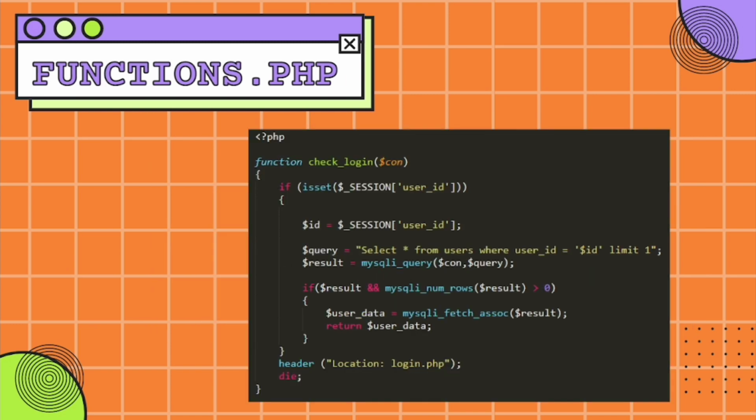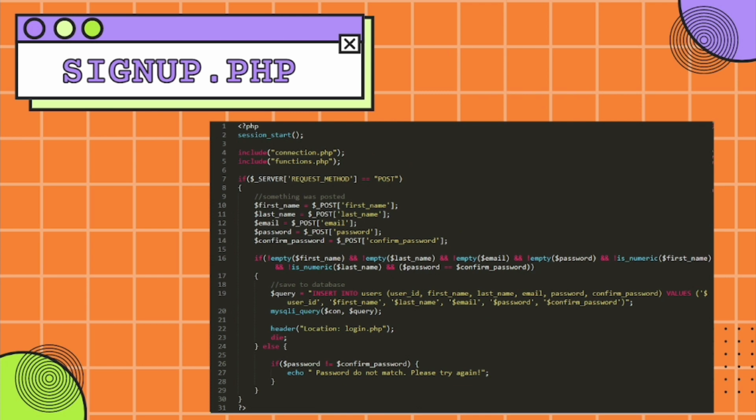For the functions.php, this is a code that checks if a user is logged in and retrieves their user data from the database. This function is used to check if the user is logged in on pages that require authentication. For the signup.php, this code creates a user registration form and inserts user details into a database if the form is filled out correctly. When the form is submitted with the post method, the script collects the user's first name, last name, email, password, and confirm password values from the form fields. The script also starts a session, includes two files, which are the connection.php and functions.php, and uses the MySQL query function to execute the MySQL query.